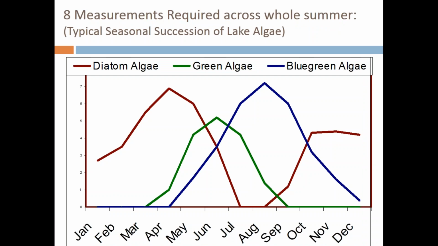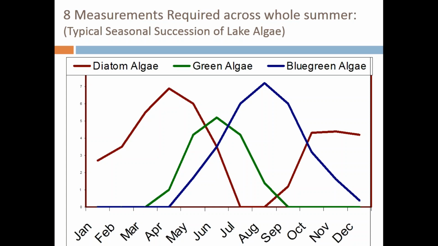And then I alluded to this earlier. We want 8 measurements across the whole summer, and that's the absolute minimum. So you need those 8. And the reason for this is because the algae population, algae community in your lake does change over time. So in the spring, you'll tend to have more diatoms, and in the middle of the summer, you'll tend to have more green algae. And by the end of the summer, you'll have more blue-green algae, and each of these is going to affect your transparency in different ways.